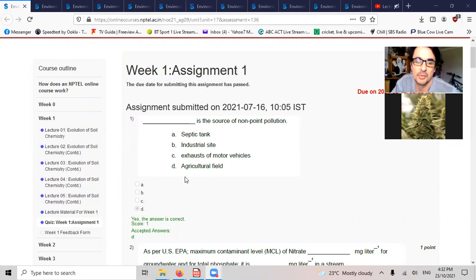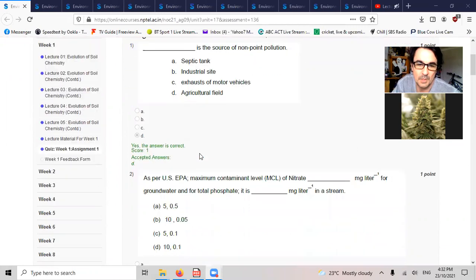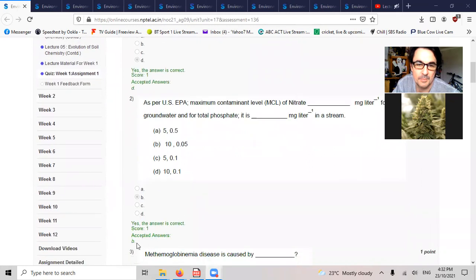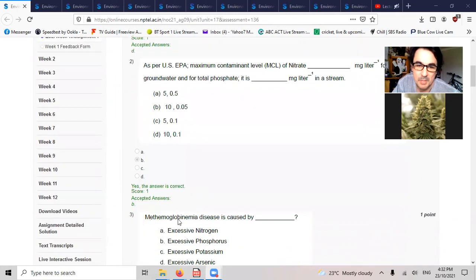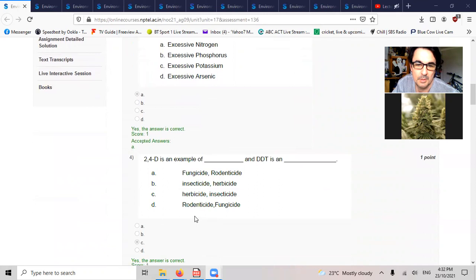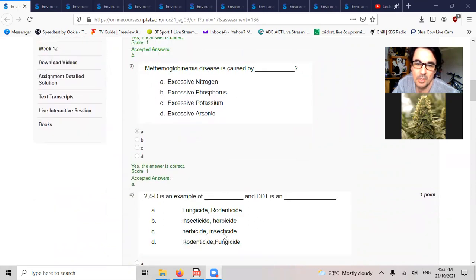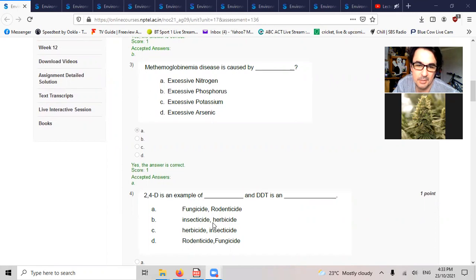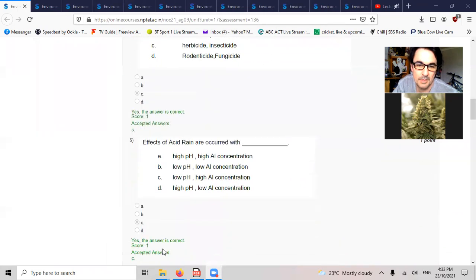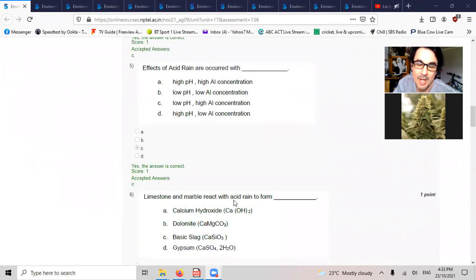So something is a source of non-point pollution. So this is agricultural. EPA, the nitrate levels are at 10 milligrams and phosphates 0.05. Yep. Methemoglobinemia disease is an excess of nitrogen. 2,4-D is an example of a herbicide, and DDT is an insecticide. Effects of acid rain occur with a very acidic pH and high aluminium. C. Limestone and marble react with acid rain to form gypsum.